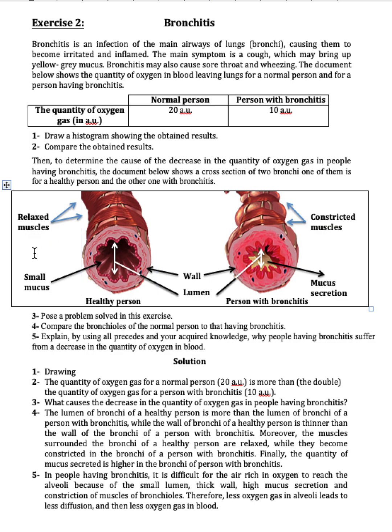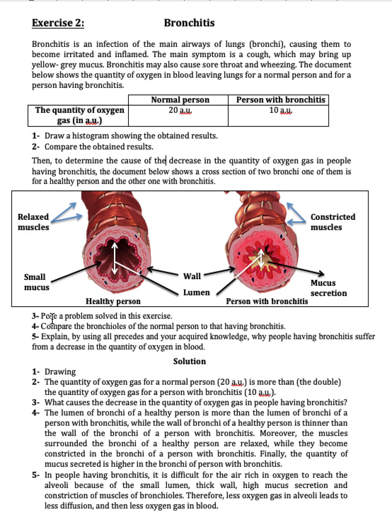So how many factors can affect the bronchi of people having bronchitis? The muscles are constricted, the mucus is highly secreted, the lumen is very small, and the wall is very thick. So four factors are present in the bronchi of people having bronchitis. So you can make the comparison. It's very easy, but don't forget to miss any one of the four factors. You have to write about the four factors.